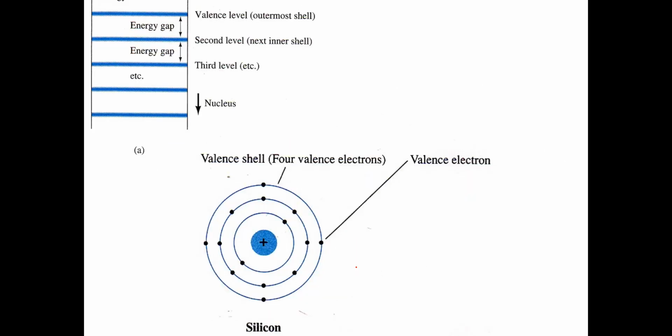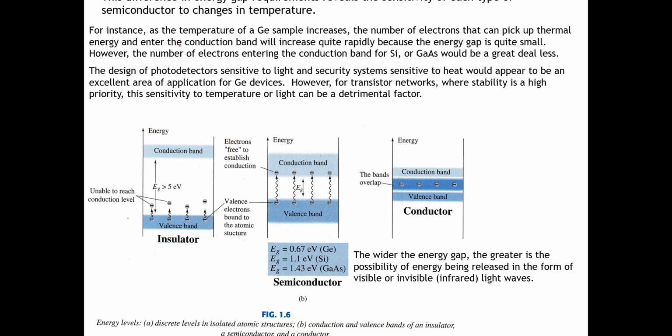Okay, so this is the energy level. This is the valence electrons. Every valence looks like this, so it has the energy gap like this. And the difference in energy gap determines the sensitivity of a type of semiconductor to change in temperature.